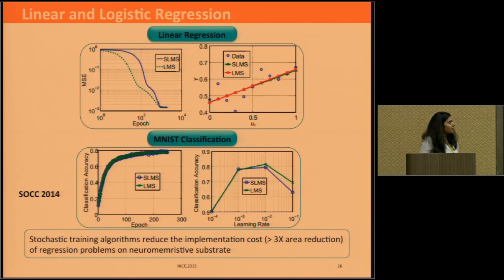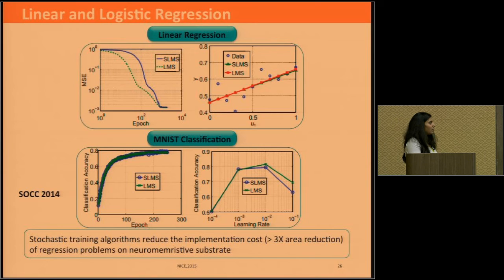So we try to build custom hardware for linear and logistic regression, and we've used different algorithms to implement that. One is a stochastic least mean square, which is an algorithm developed in our lab. It is exploiting basically the stochasticity of the device to implement the algorithm. The performance of this algorithm is pretty close to what a traditional least mean square algorithm looks like. So you could see the MSE. And similarly for MNIST classification, we've seen similar matching from the stochastic LMS to the least mean square.